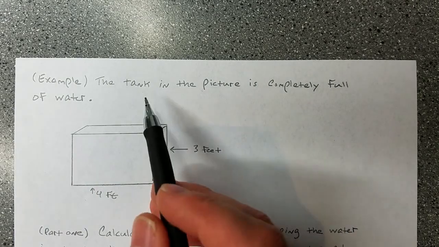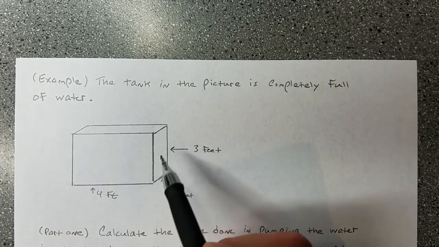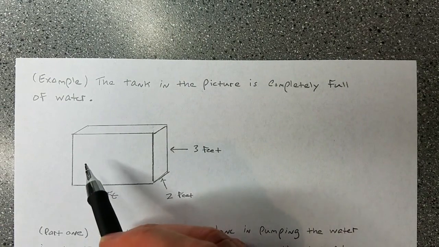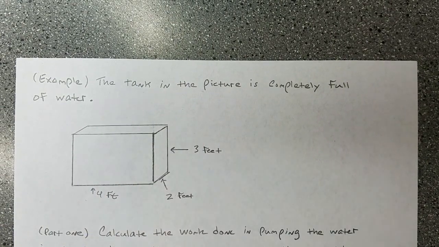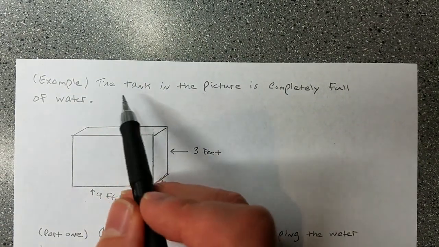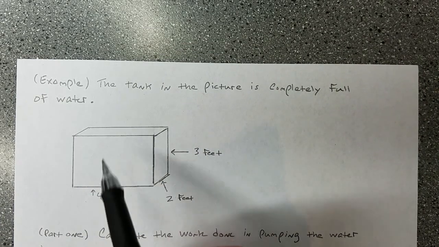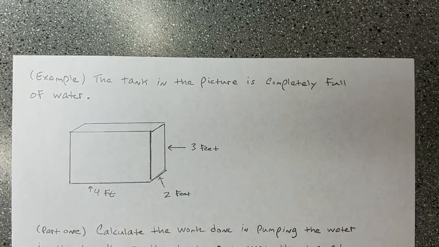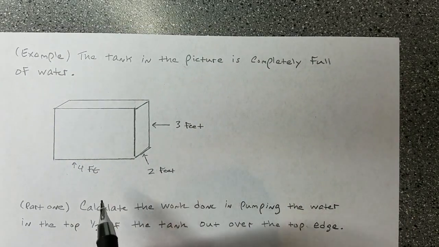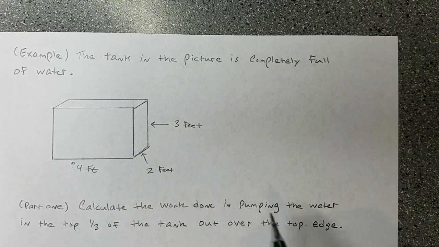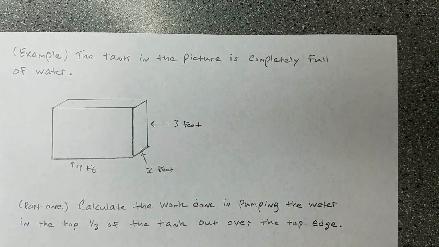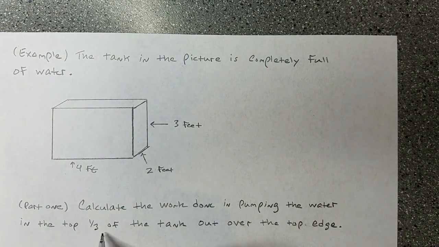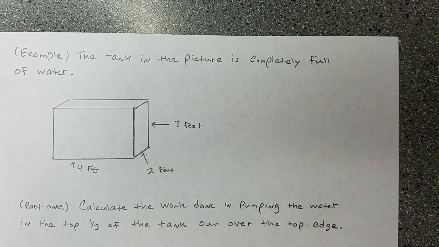Where we imagine that we have a tank that has some shape to it, maybe a cylindrical tank or maybe something like an aquarium, okay? Like here it says the tank in the picture is completely full of water. All right, so that tank right there, 4 by 2 by 3. And we want to calculate the work done in pumping the water out of the tank, or maybe pumping a certain amount of the water out of the tank, okay?